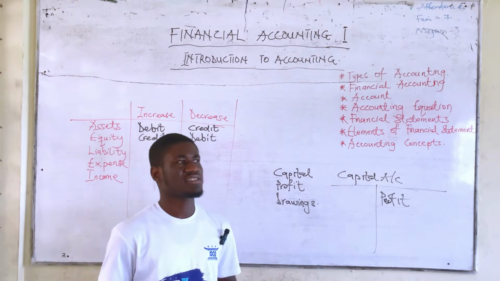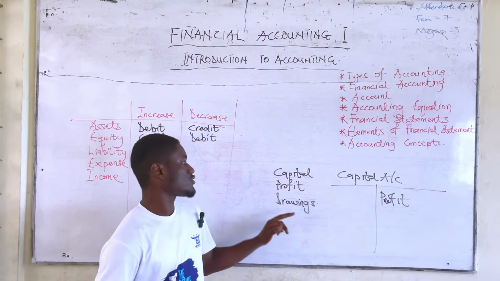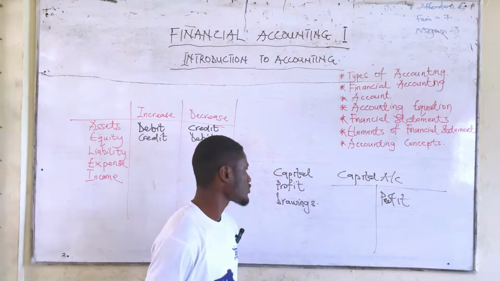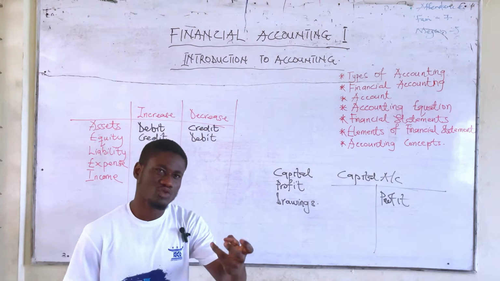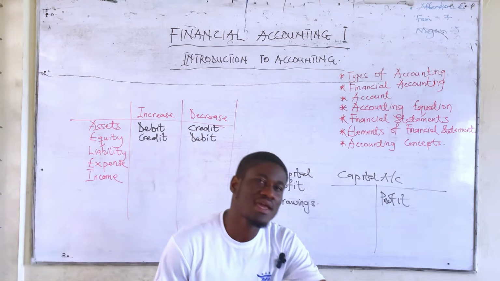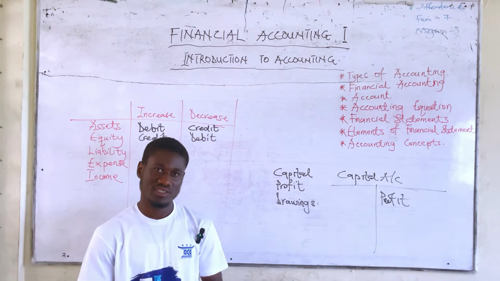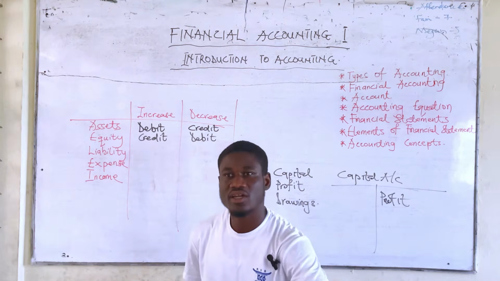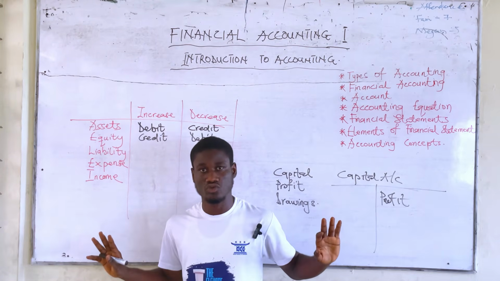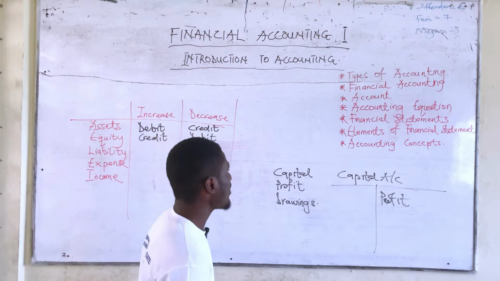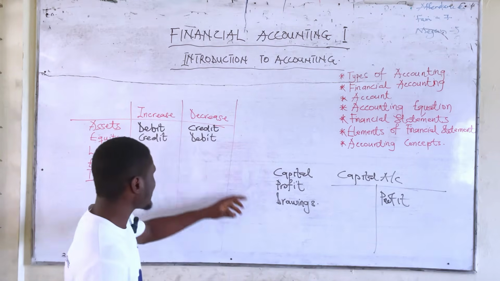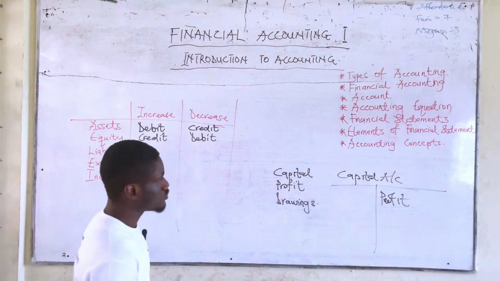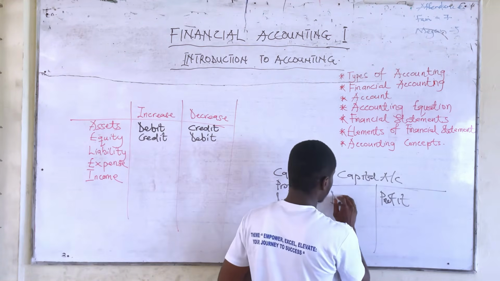So for understanding, let me do it like this. For the capital introduced, let's say 100. Good. And the business owner has come again to take away 50 cedis from the business. You've introduced money into the business, then you've come back to take money out of the business for your own personal use. Good. So that is going to decrease our capital. And we know that for decrease in capital, we are going to what? Debit. Good. So typically, we are going to see it like this.